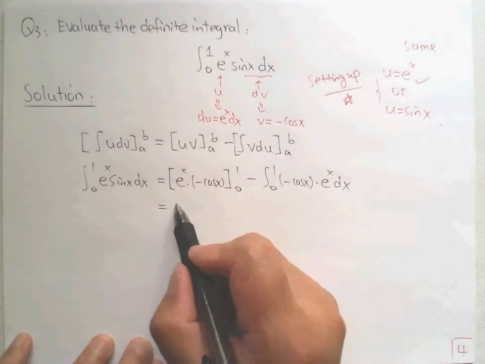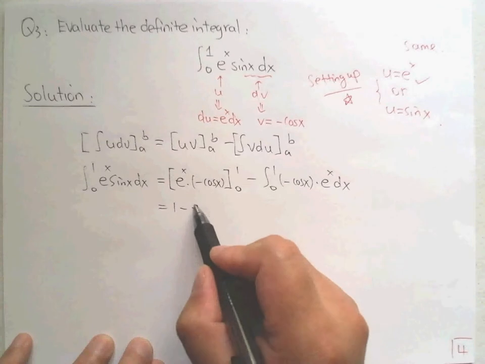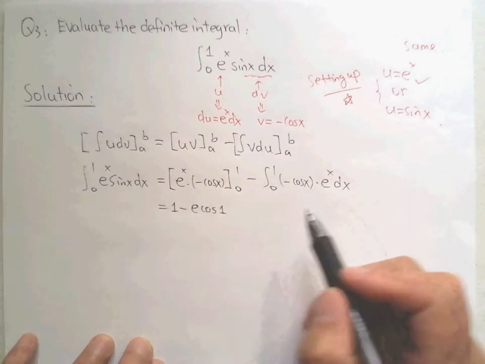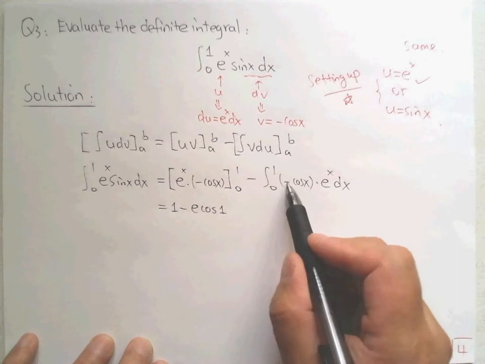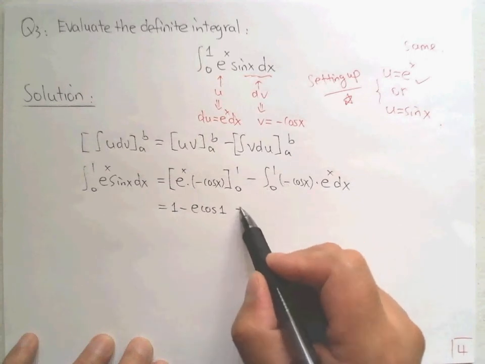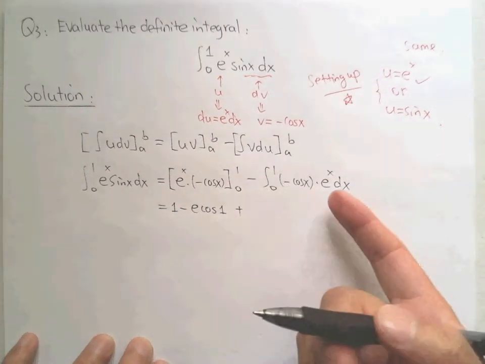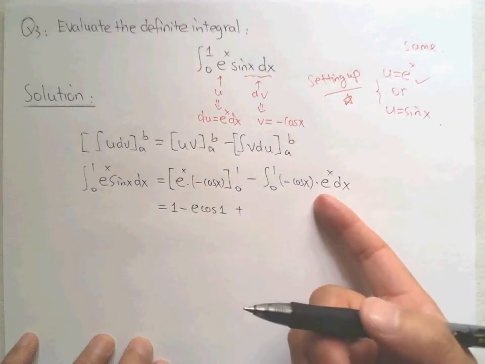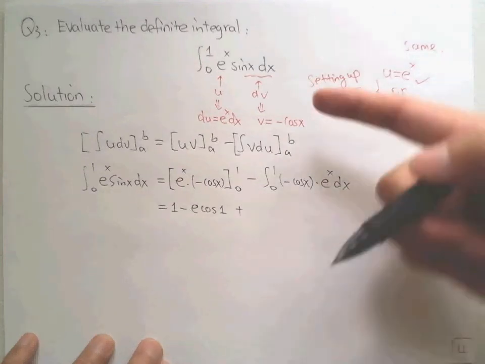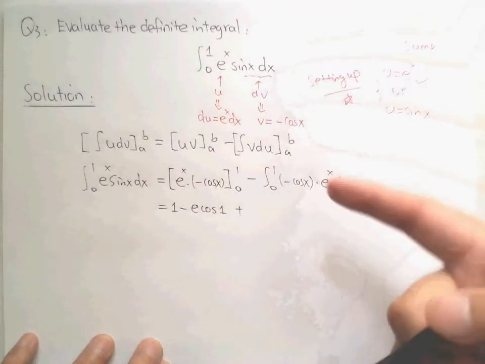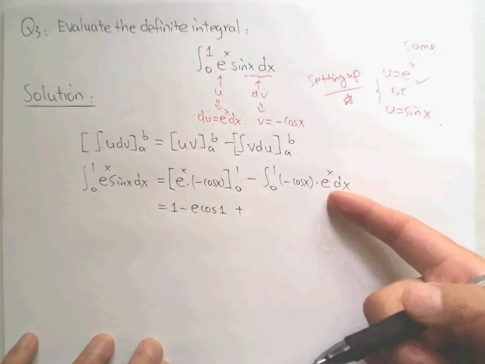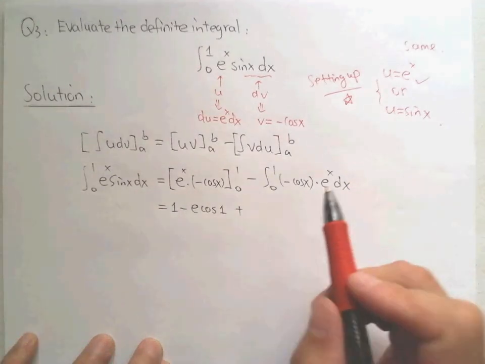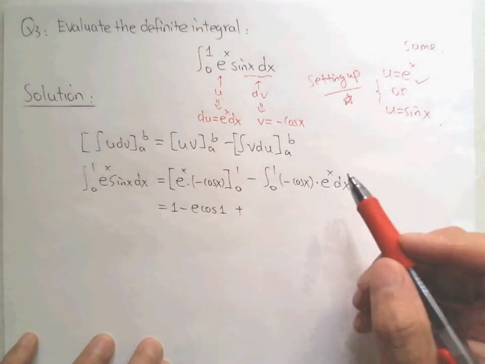You plug in 1, plug in 0 and subtract, and you get 1 minus e cosine at 1. And this is the first term. The second, negative goes to positive. So look at this. Can we get the solution? No, it's complicated, almost as difficult as before. Can you find the solution now? No, definitely not. What do we need to do now?